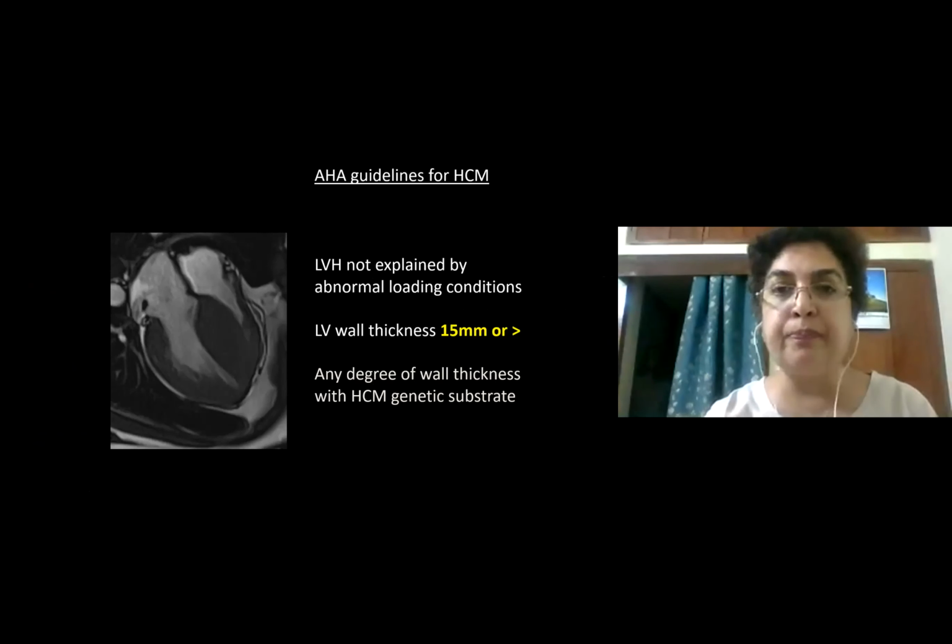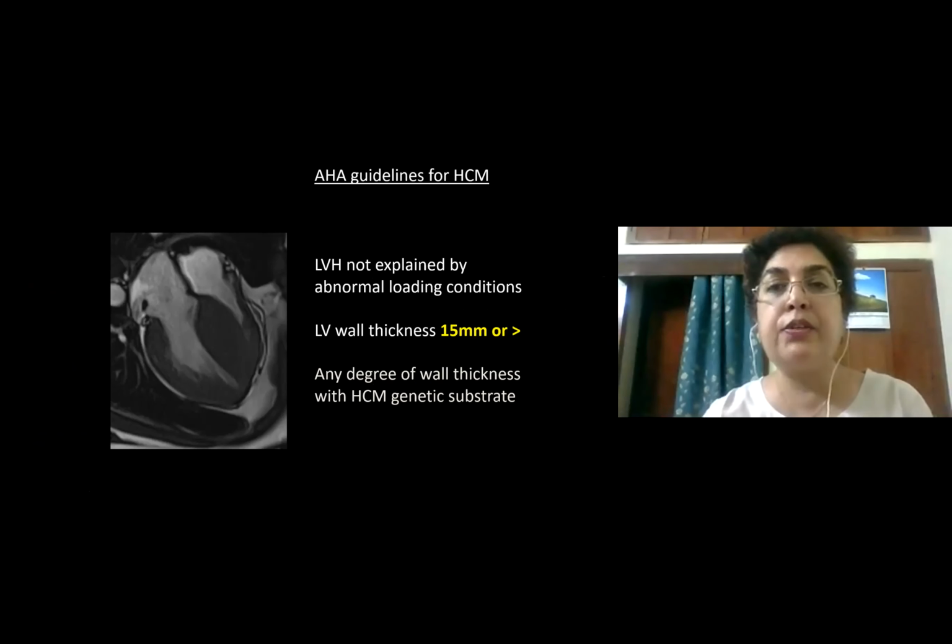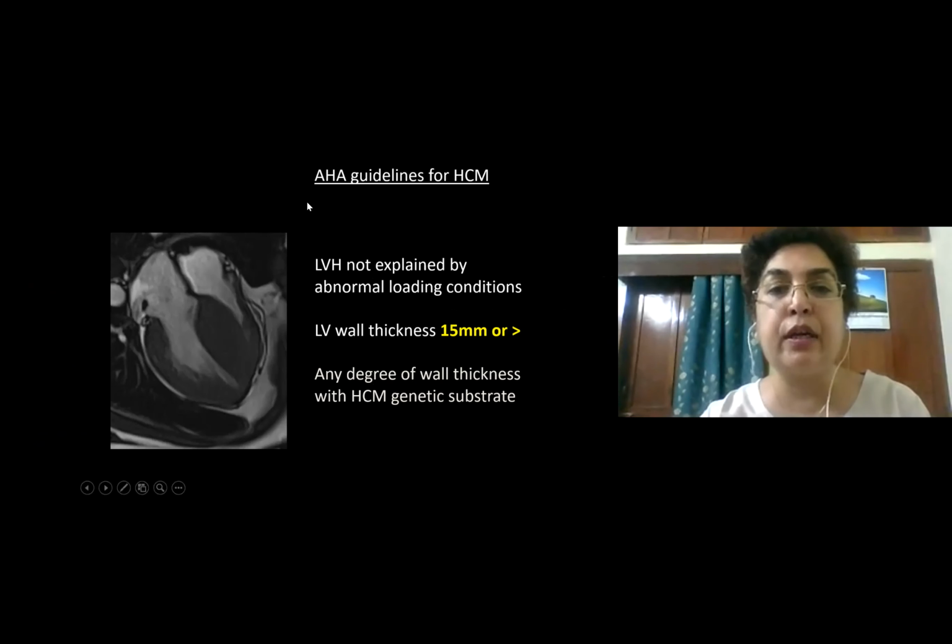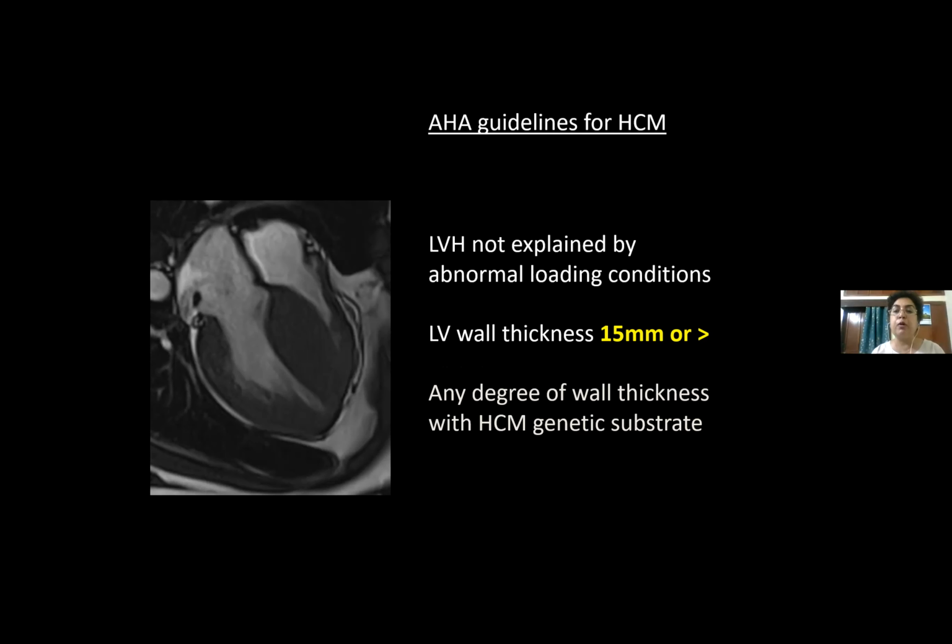So the AHA guidelines describe HCM as left ventricular hypertrophy, which is not explained by abnormal loading conditions. So the LV wall thickness is taken to be more than 15 millimeters. The normal wall thickness is considered to be 11 to 12 millimeters. And any degree of wall thickness with HCM genetic substrate is considered significant.